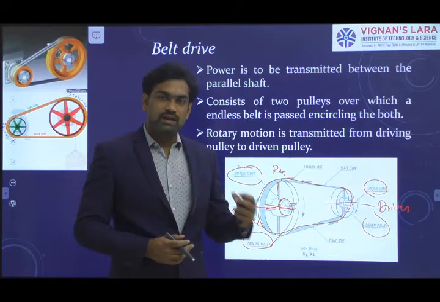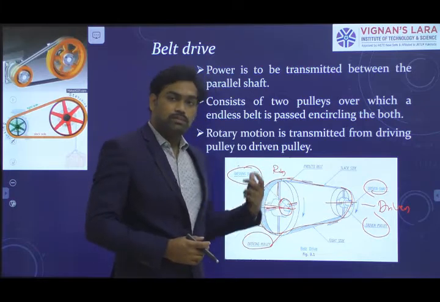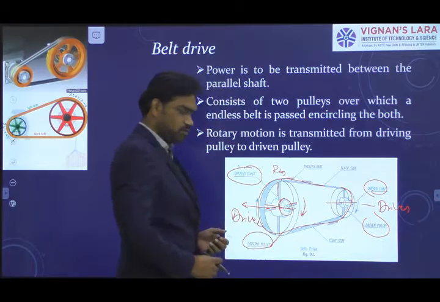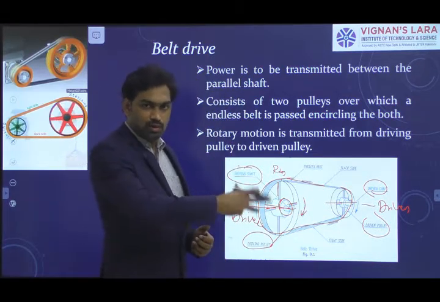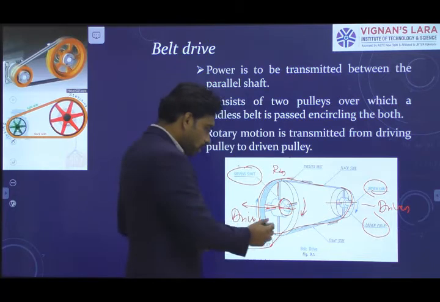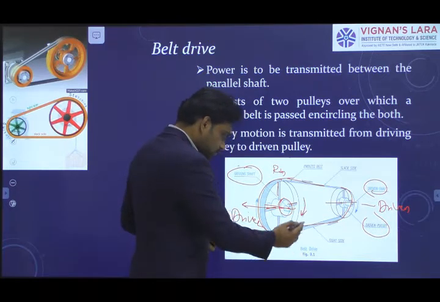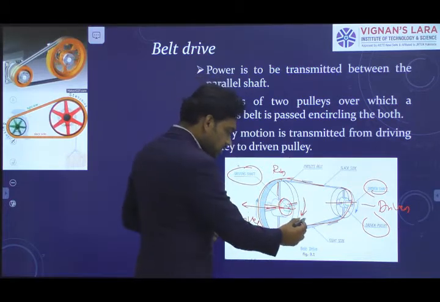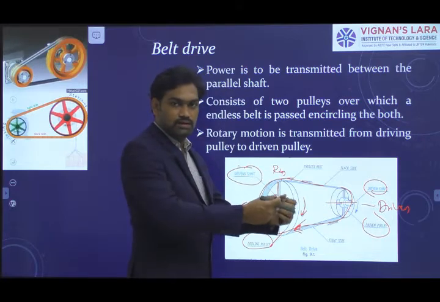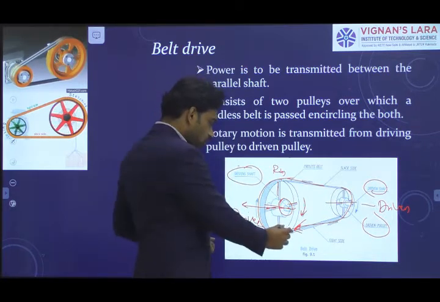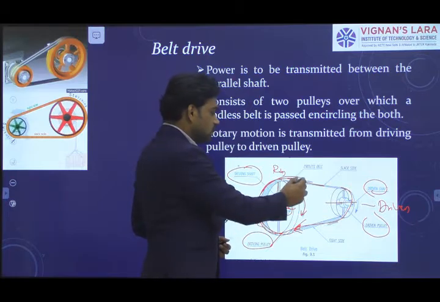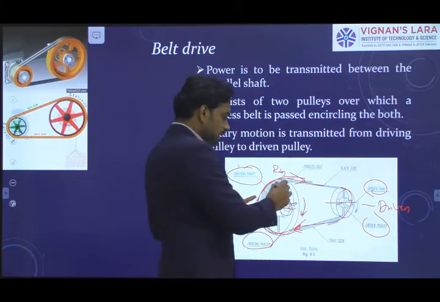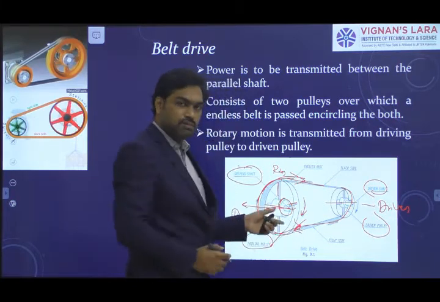Clear? Whenever the driving pulley tends to rotate in this direction, as given by the direction of rotation, along with the pulley we placed a belt upon it. The driving pulley is going to pull the belt over the pulley, so that it again leaves upon the top side of the pulley.